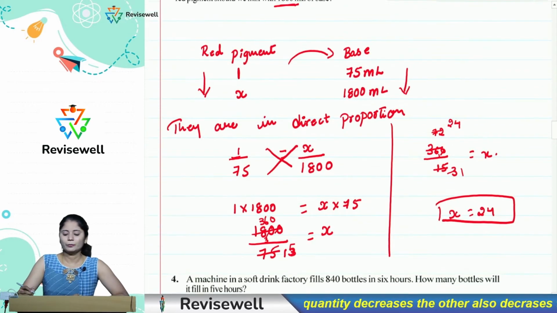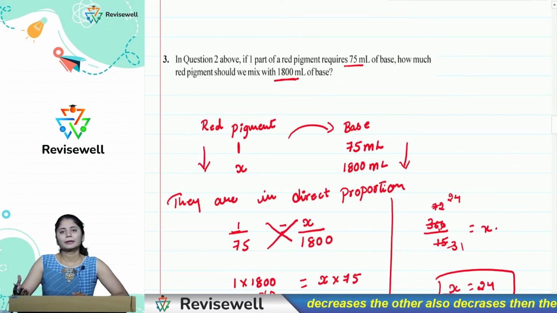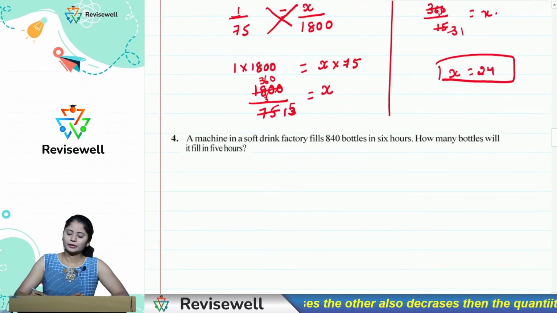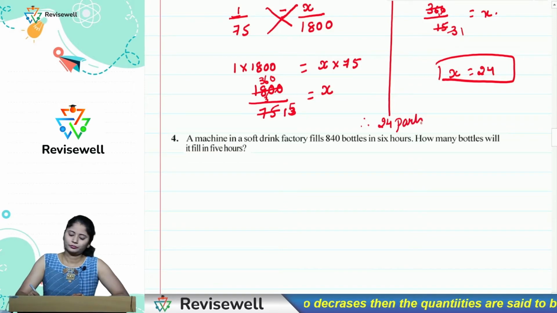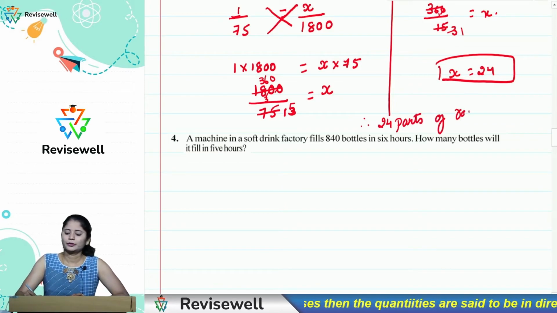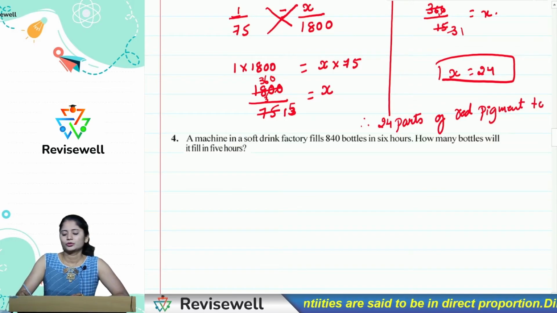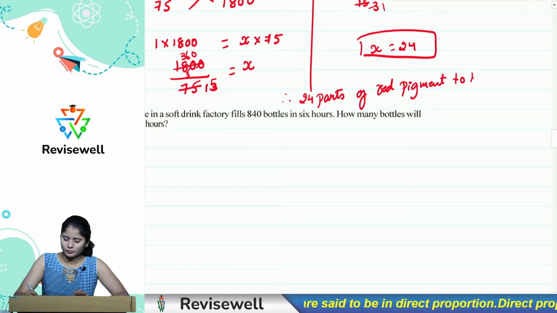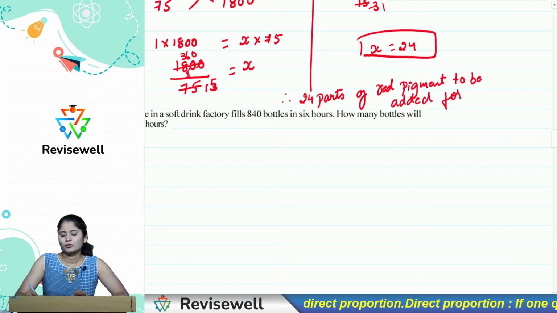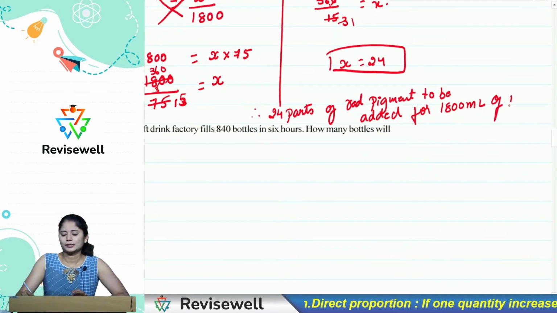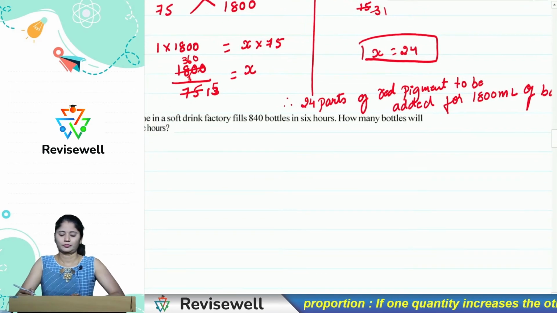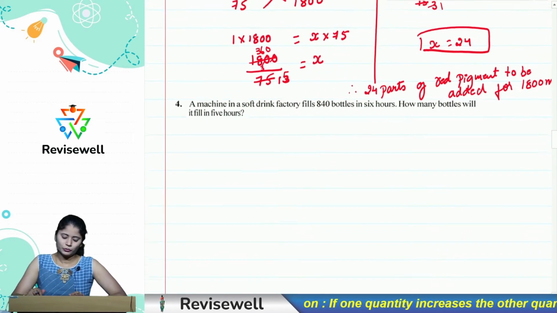That means 24 parts of red pigment are to be added. Okay, let me write the conclusion statement. Therefore, 24 parts of red pigment to be added for 1800 milliliters of base. Okay. Now, we will move on with the next question.